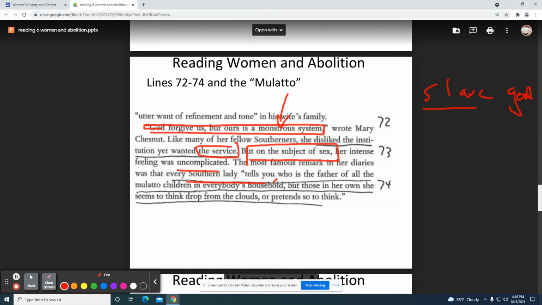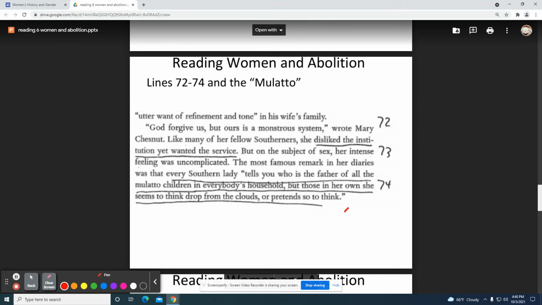And now we get to this particular section here, where she is questioning the existence of the biracial child in question. You want to take note of the use. Where did I see that? Right here. And she's saying here, people think they tend to drop from the clouds, or they pretend so to think. That's an interesting phrase, because if they are coming from the sky, you might want to think that.